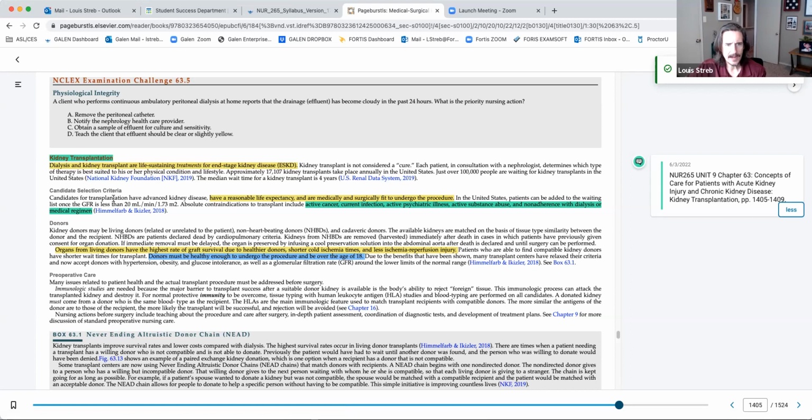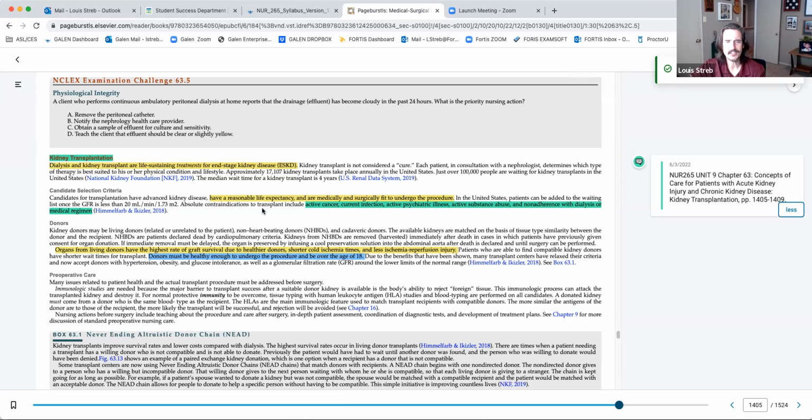So go back to the same thing we talked about. What makes you a candidate for a transplant? Have a reasonable life expectancy. If you're going to die within the next year or two, there's no reason to give you a kidney because you're probably going to die anyway, right? You have to be medically and surgically fit to have surgery and undergo a procedure. That's what we're talking about.